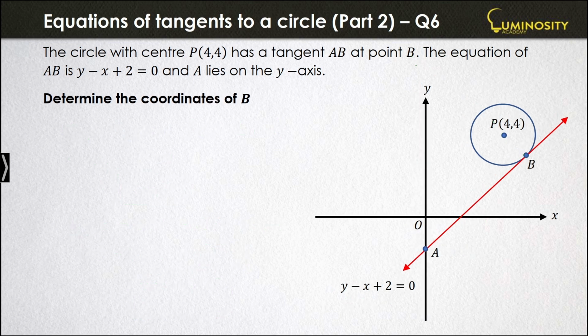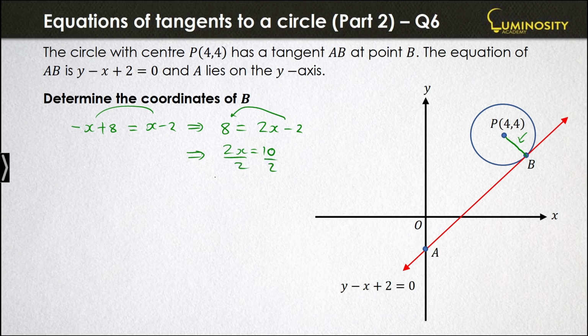Determine the coordinates of B. Now B essentially is the point of intersection of the line PB and AB. So we can set those two straight line equations equal to each other. We have negative x plus 8, that was this green line, and that must be equal to x minus 2, that is the red line. If I solve for x now, if I add x to both sides, 8 equals 2x minus 2. Then if I add 2 to both sides, I get 2x equals 10. Dividing both sides by 2, I get x equals 5.